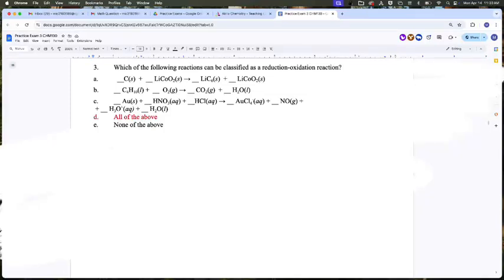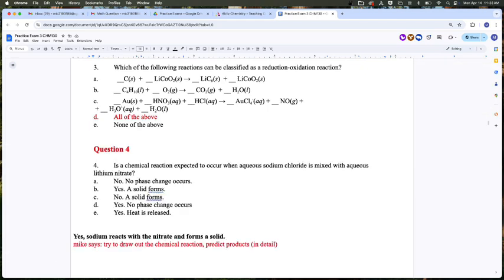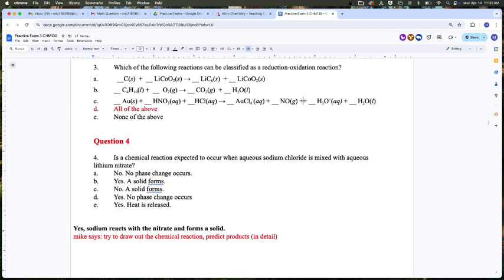Which of the following can be classified as a reduction and oxidation reaction? This one can be tricky, and it's extra irritating that it split the page like that, or split the line like that. So how can we go through and do this?